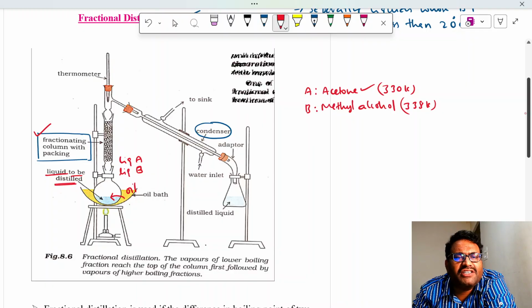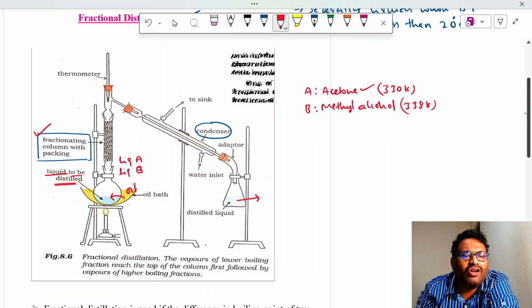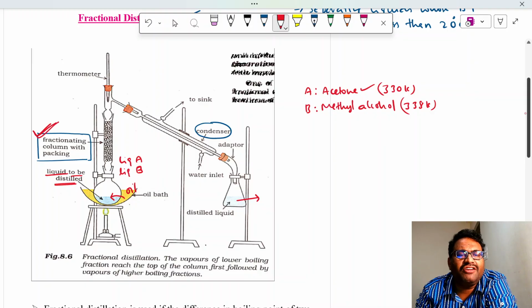If both vaporize and both are condensed, again you don't get separate liquids. You get both the liquids in the conical flask. So to prevent that, what is used? A column is used, and that column is called a what? Fractionating column. By using this fractionating column, you can separate liquids A and B whose boiling point difference is very much less. Understood?